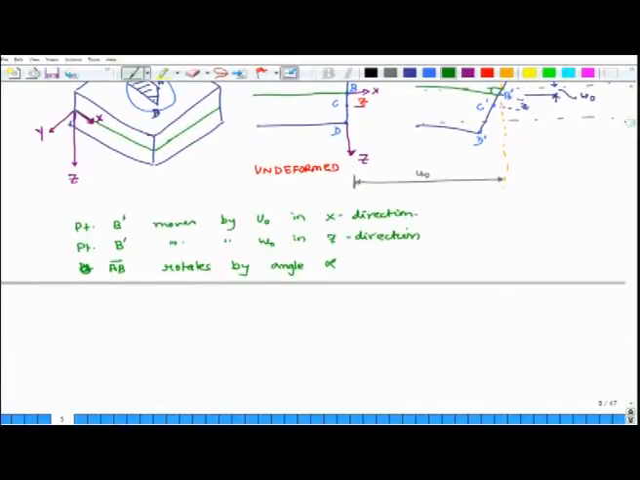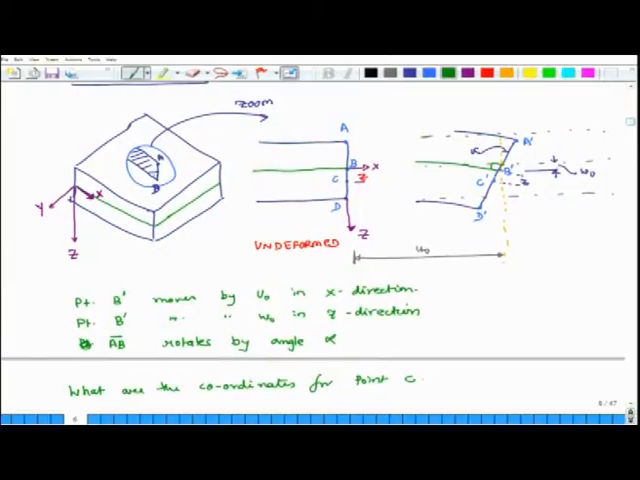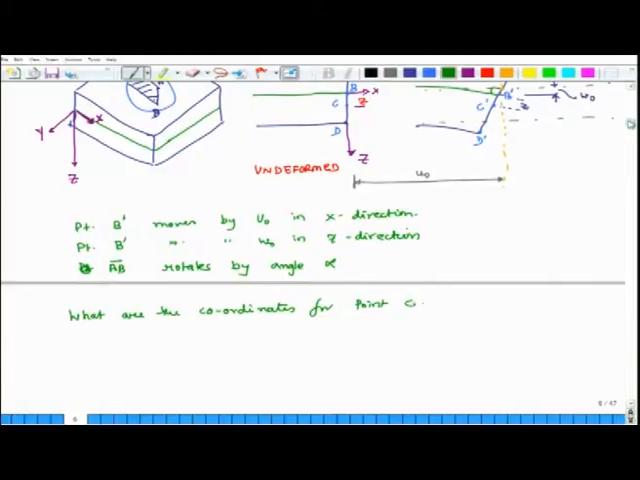So, then the question is, what are the coordinates for point C? This is the question. We want to calculate the coordinates of point C, or actually I will not call it that, what are the displacements for point C, not coordinates, because what we are really interested in is displacements.